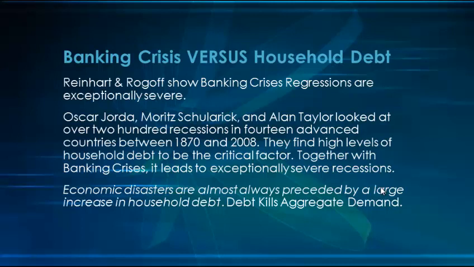When you have a banking crisis together with household debt, then you get into a deep recession. When you have a banking crisis alone, with no household debt, it's a minor recession. It recovers quickly. If you have large household debt and no banking crisis, again you get into a recession, but it's not as severe as when the two of them combine. When the two of them combine, then you really get a huge problem. The crucial factor is that economic disasters are almost always preceded by a large increase in household debt. That is the crucial factor, not the banking crisis.